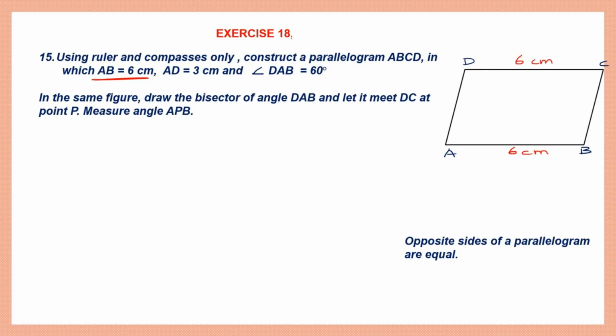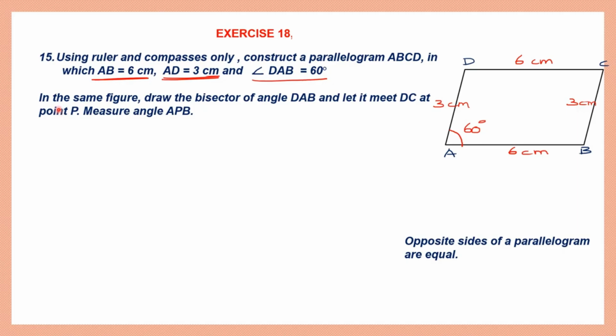Then we've been given that AD is 3 centimeters. That is, this is 3 centimeters. That means the other side BC is also 3 centimeters. And angle DAB is 60. So angle DAB is 60 degrees. So this much is given for the parallelogram.